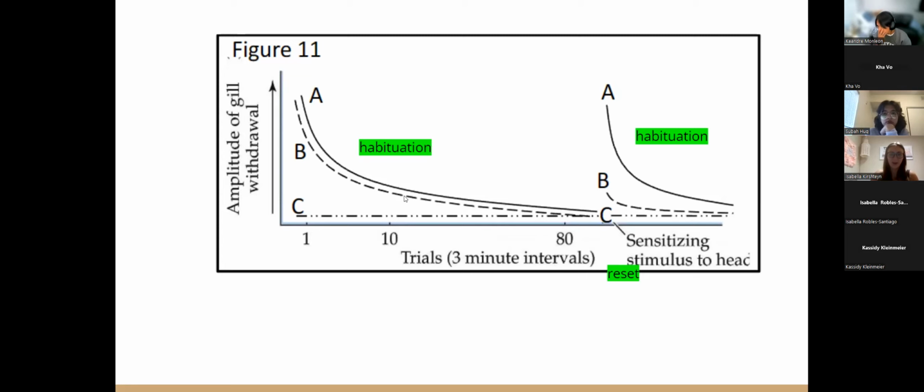And then what could cause C? What's happening in C is that you have no movement or withdrawal at all. So you really don't have any postsynaptic potential happening.